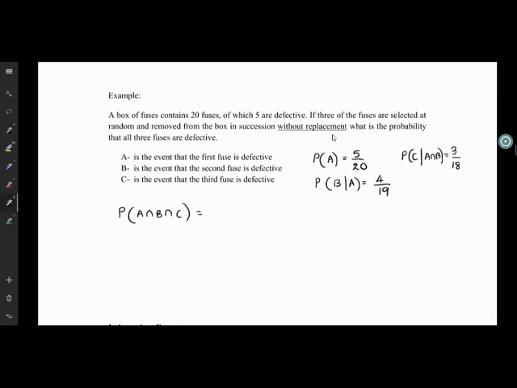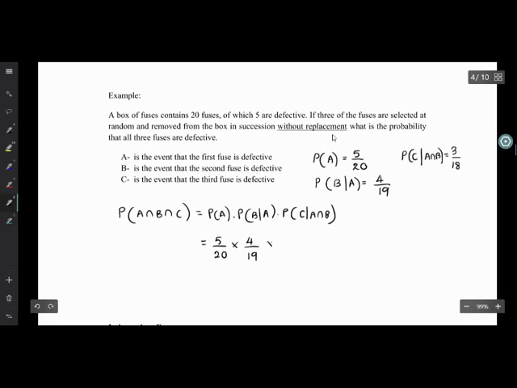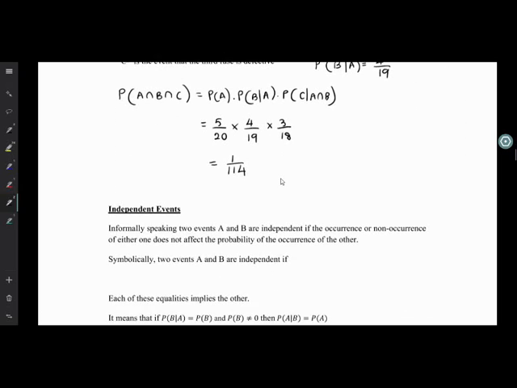So according to the theorem, this will be probability of A, probability of B given A times probability of C given A and B. We simply multiply these probabilities. Even without noting down the theorem, you can easily do this calculation by subtracting 1 from the numerator and 1 from the denominator each time. So if you do this calculation and simplify, you will end up with 1 over 114. This is the multiplication rule applied for 3 events.